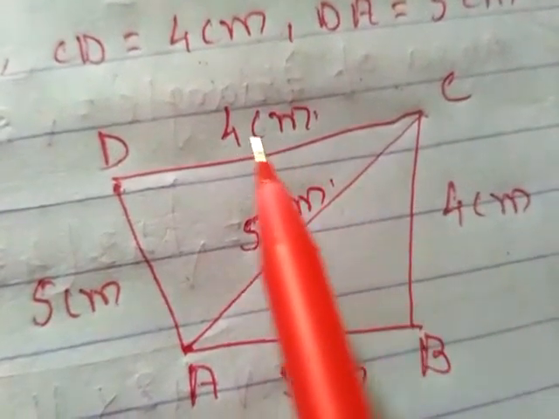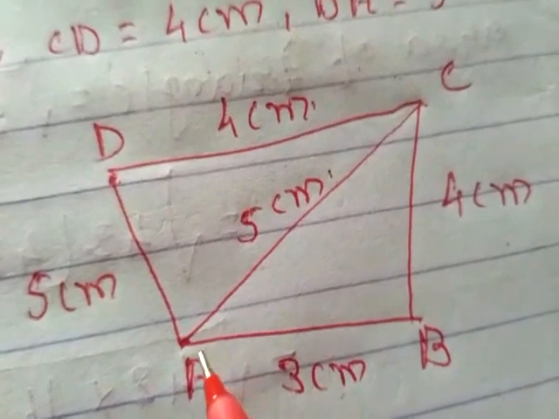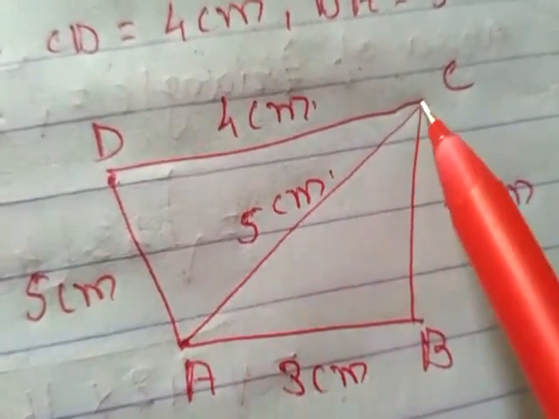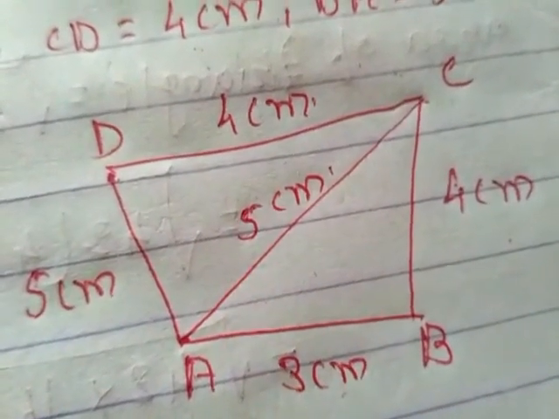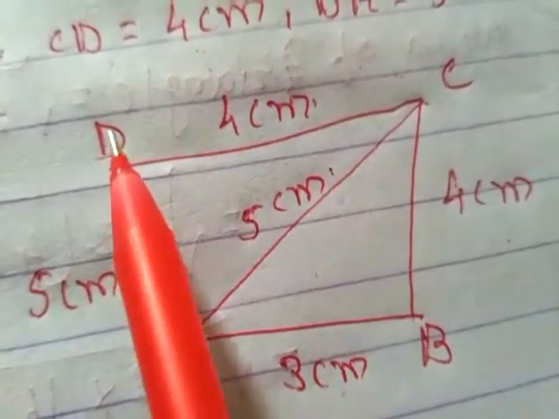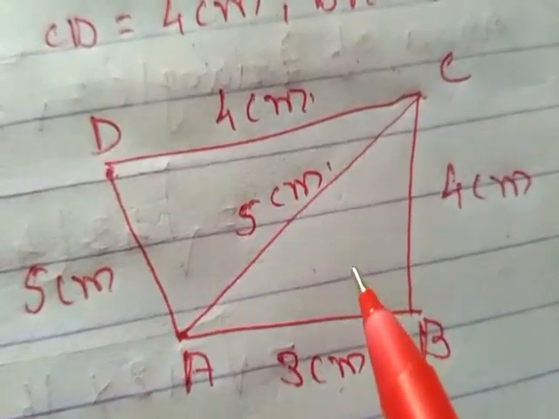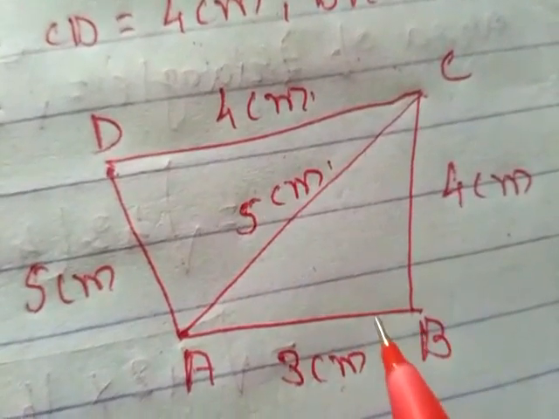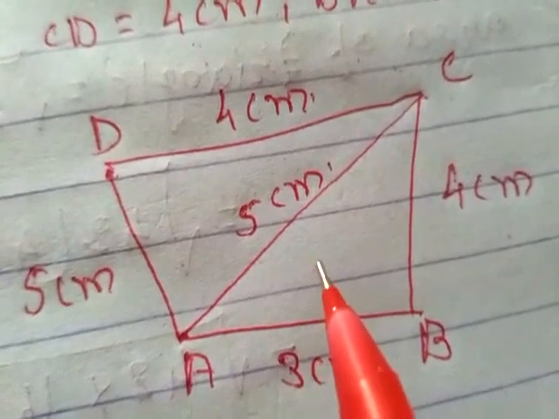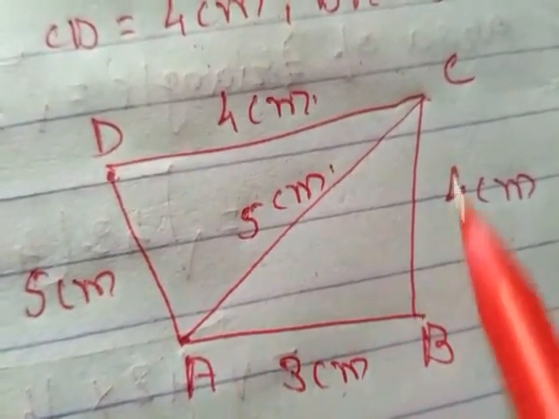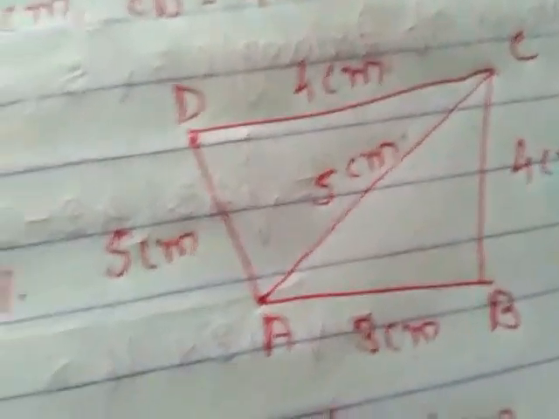Students, you can see that diagonal AC divides this quadrilateral into two triangles, triangle ABC and triangle ADC. Now we will calculate the area of both triangles separately by using Heron's formula, and thereafter we will add them together to get the area of this quadrilateral completely. So first we are going to find the area of triangle ABC.